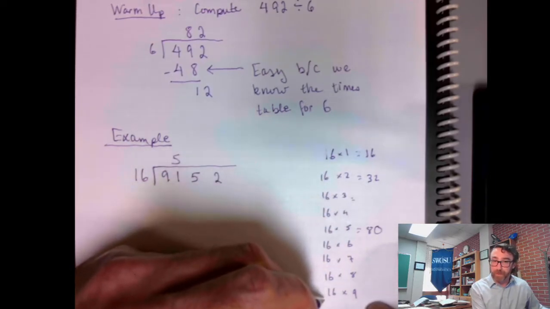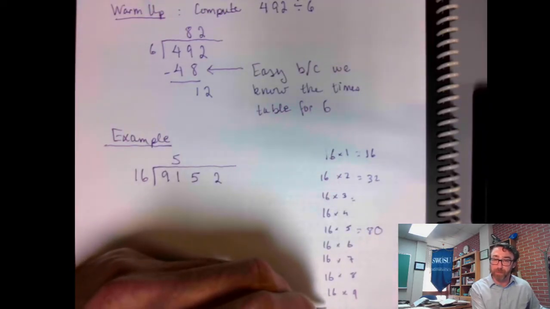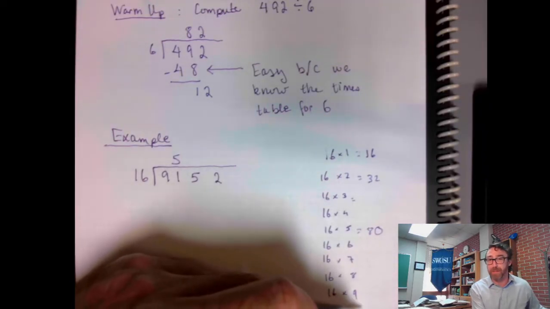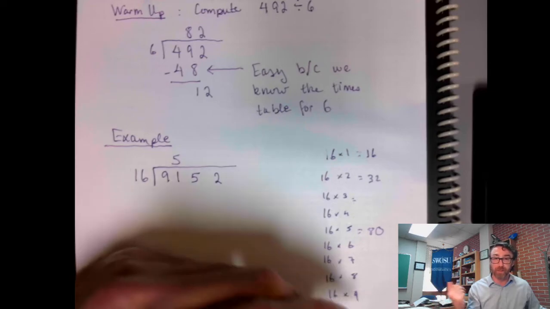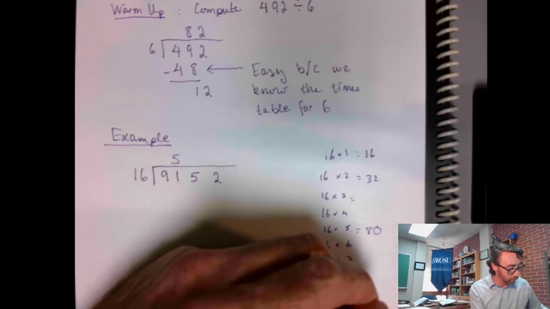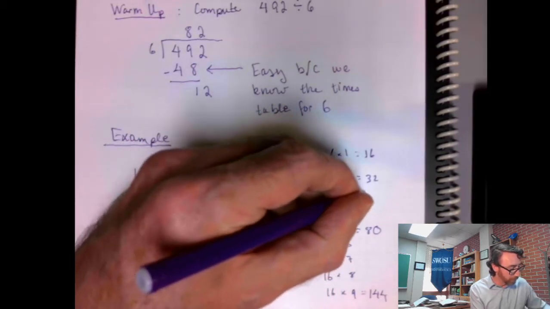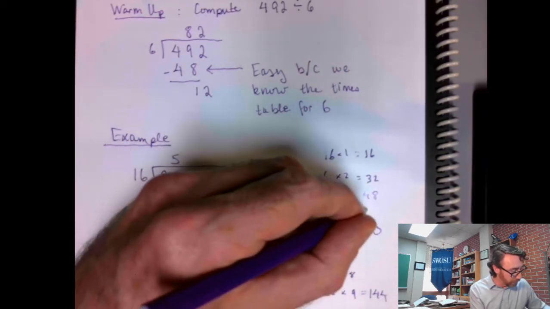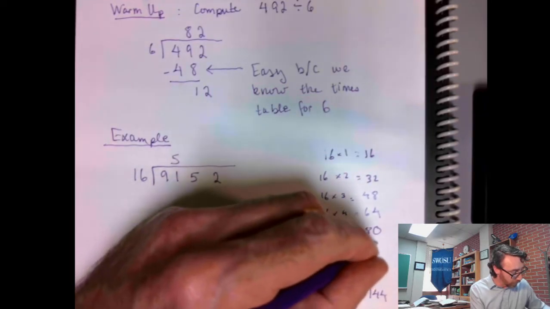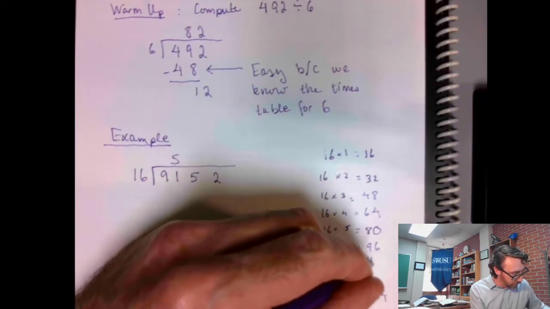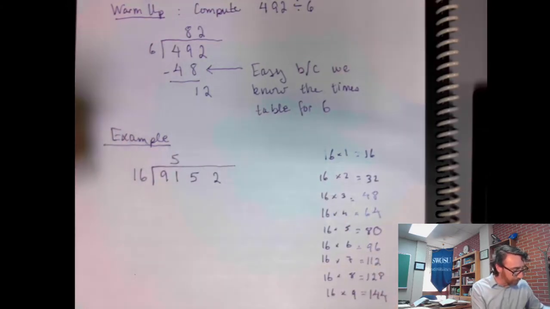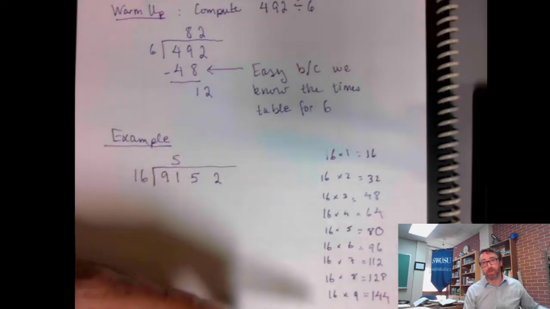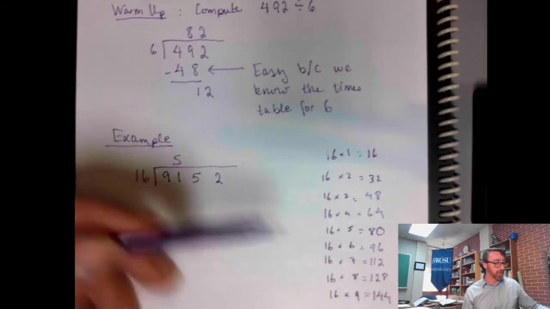We know that very handy trick for doing mental math, multiplying by 9. 16 times 9 would be 160 minus 16. 160 take away 10 would be 150, take away 6 more, 144. 48, 64, 96, 112, 128. Okay, so this times table for 16 is going to be super handy, right?